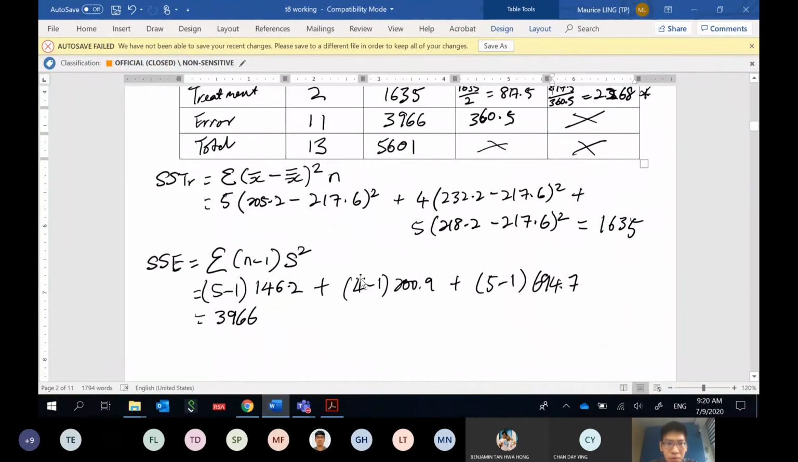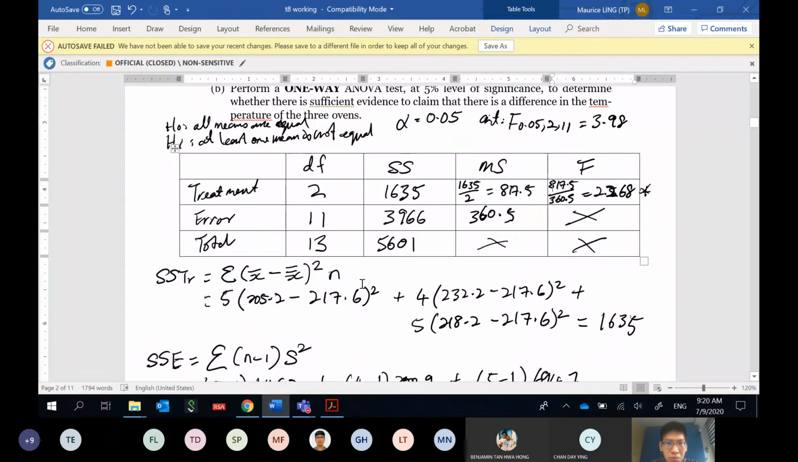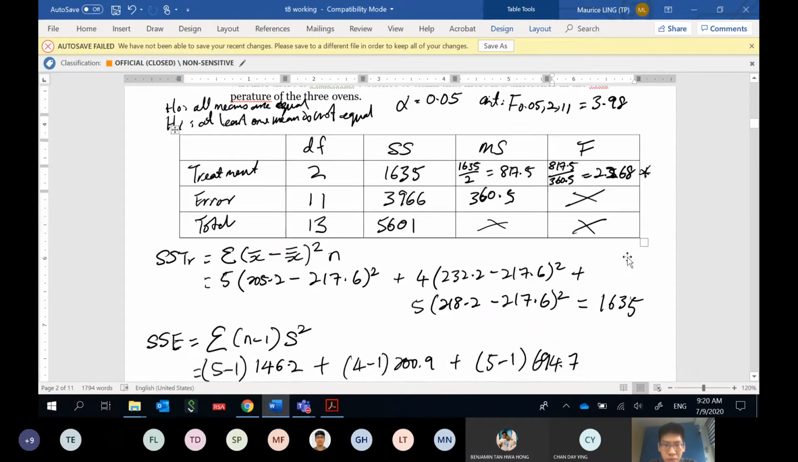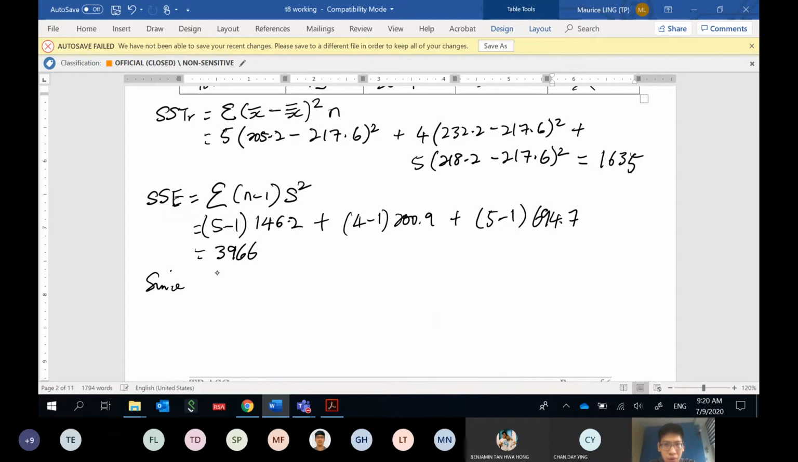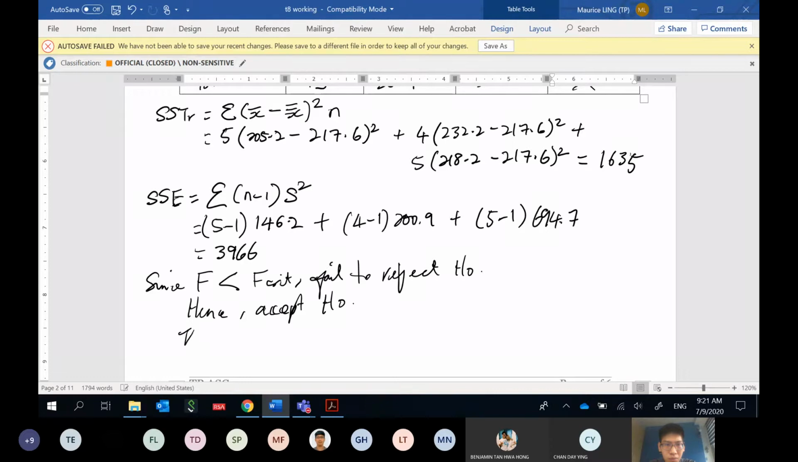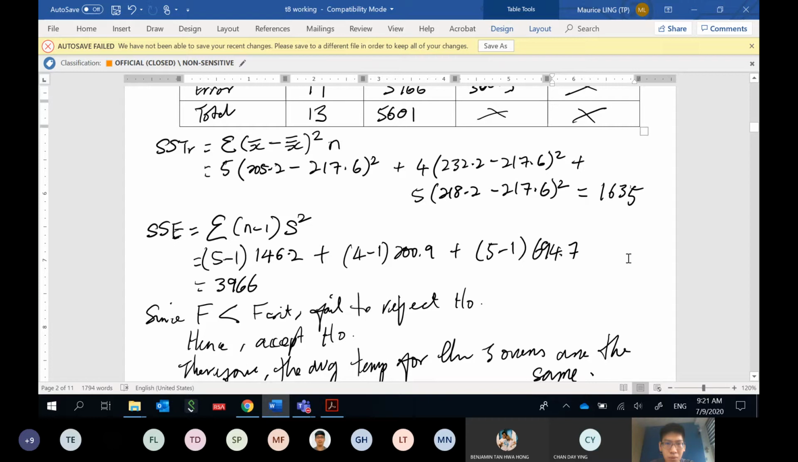So far, any problem? Then, do you accept or reject the null hypothesis, Ben? Accept, because your F statistic is lower than your critical value. Yes. So you write down: since your F is lower than your F critical, you fail to reject your null hypothesis, hence you accept your null hypothesis. Therefore, the average temperature for the three ovens is the same.